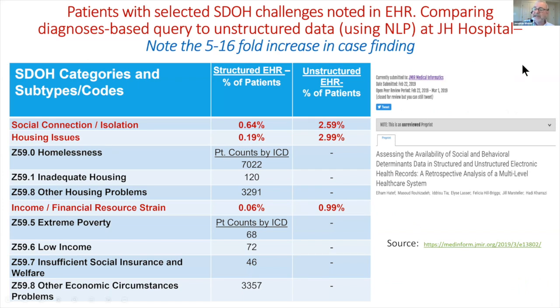Here's a slide, a study led by Elham Hatef and other colleagues, Hadi as well. Thank you, folks at the health system, for sharing the data. This reminds us that if you're looking for social determinants of health, we have a long journey to take. This was before COVID, which is probably good for a data set, and only 0.64% of the Johns Hopkins EMRs include structured data.